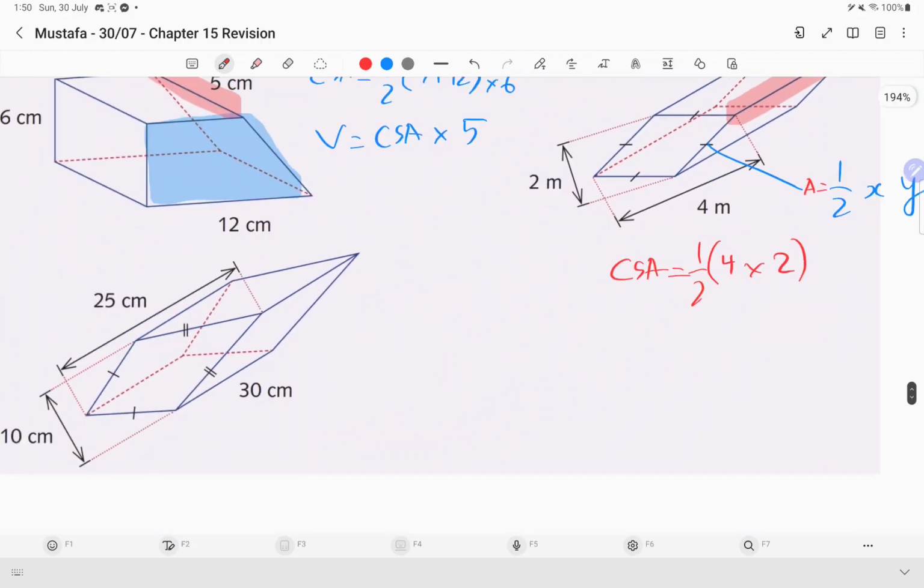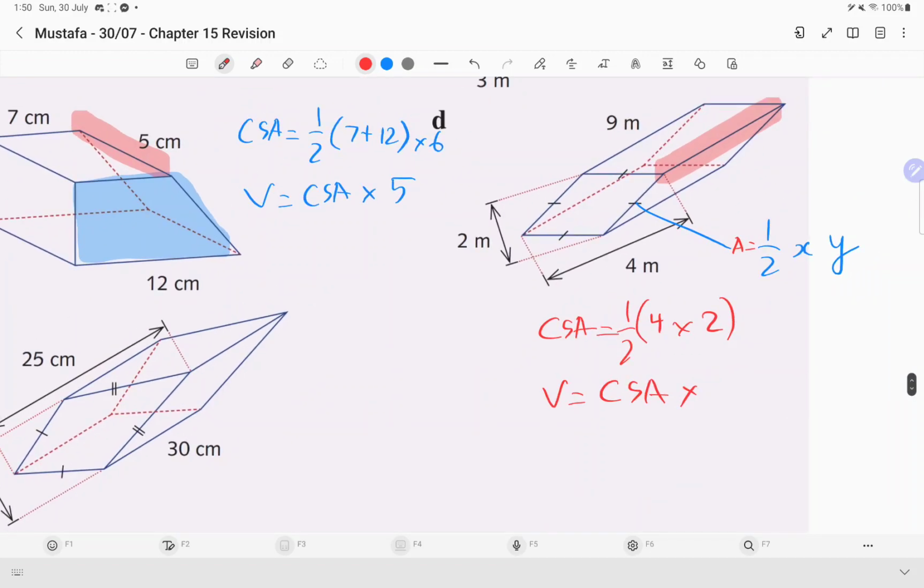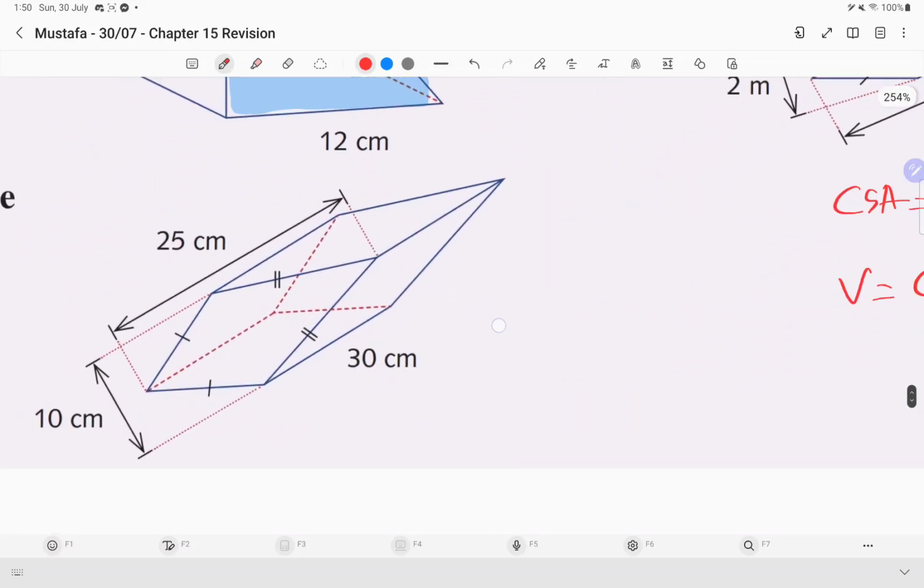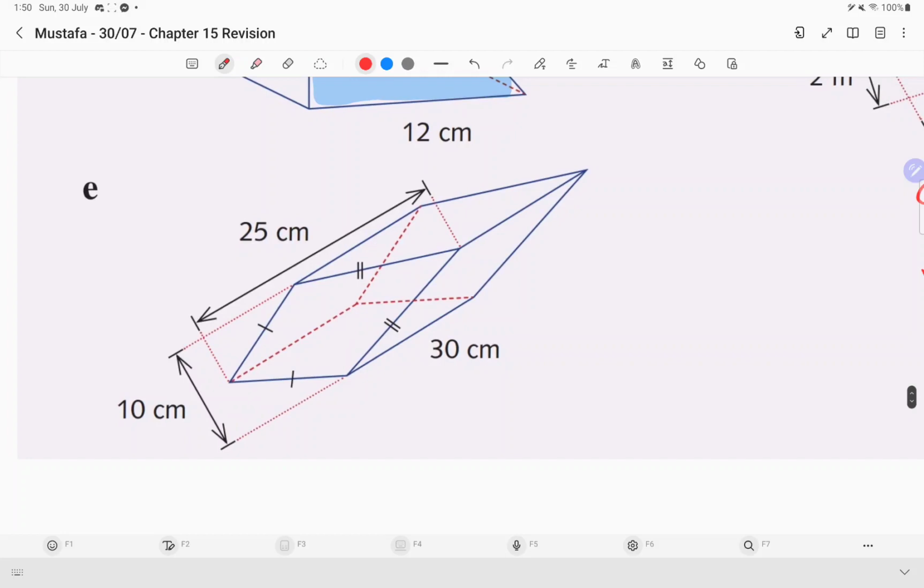Moving on. So that's the cross-sectional area, but that's not the whole thing. The volume would be the cross-sectional area times the perpendicular height. That's 9, right? Yes. Okay, now the last one. What shape is this? It's a kite. Yes, it's a kite shape.